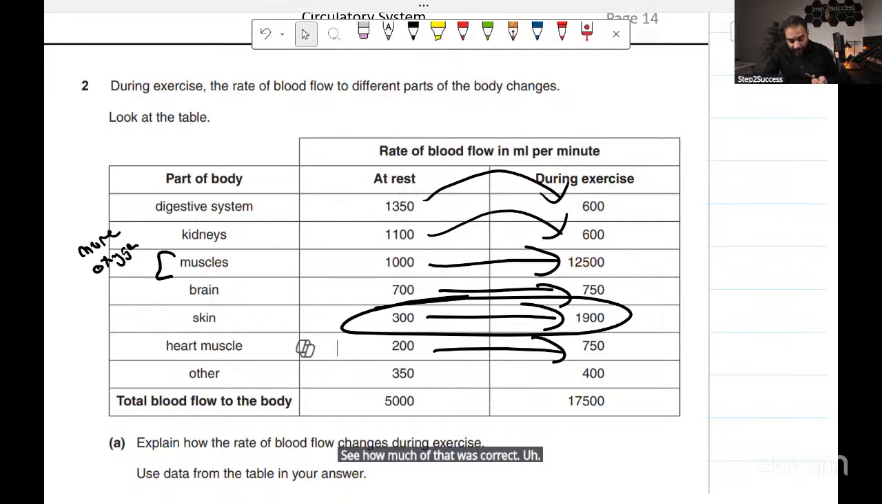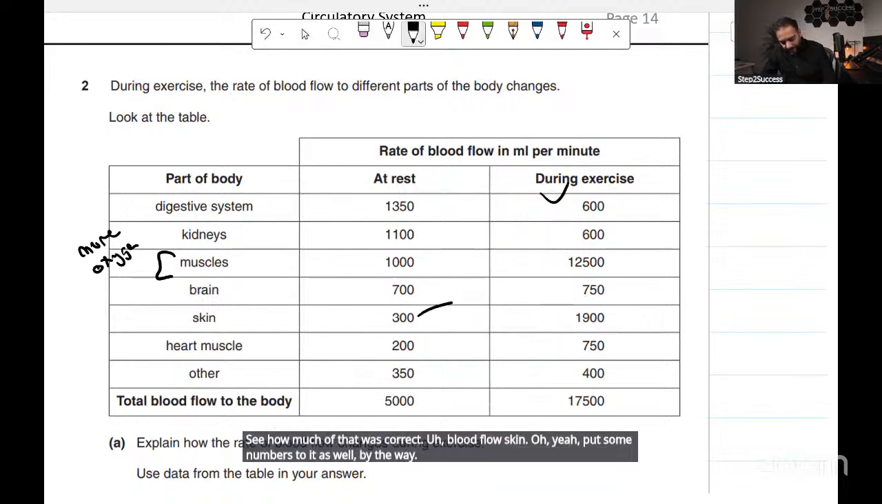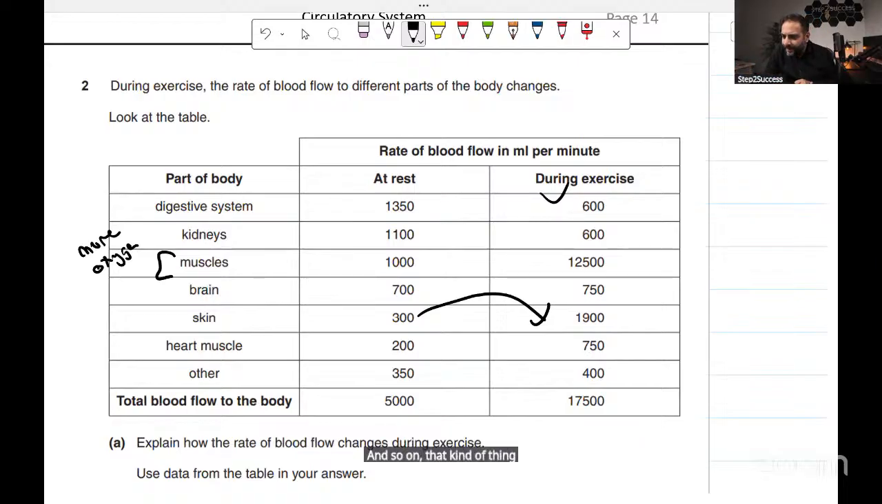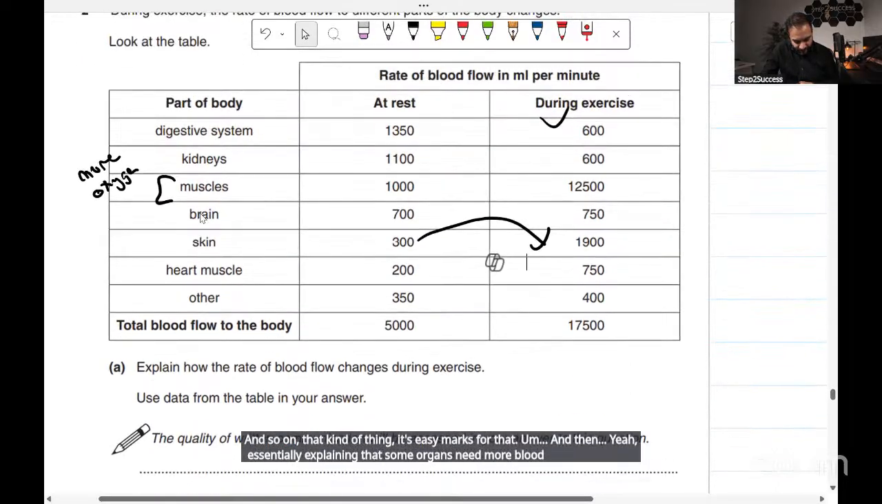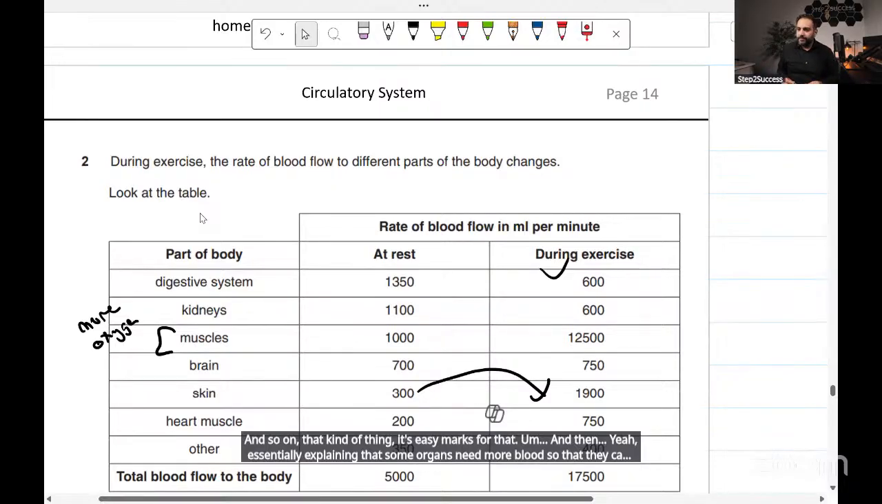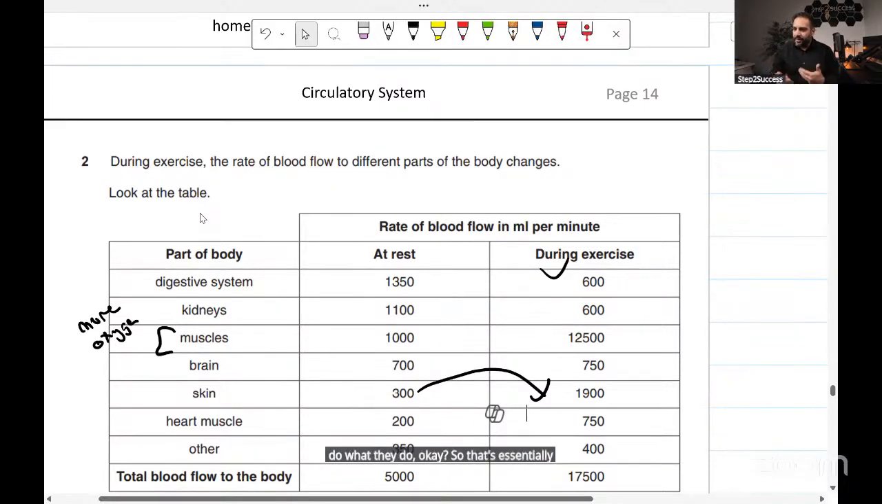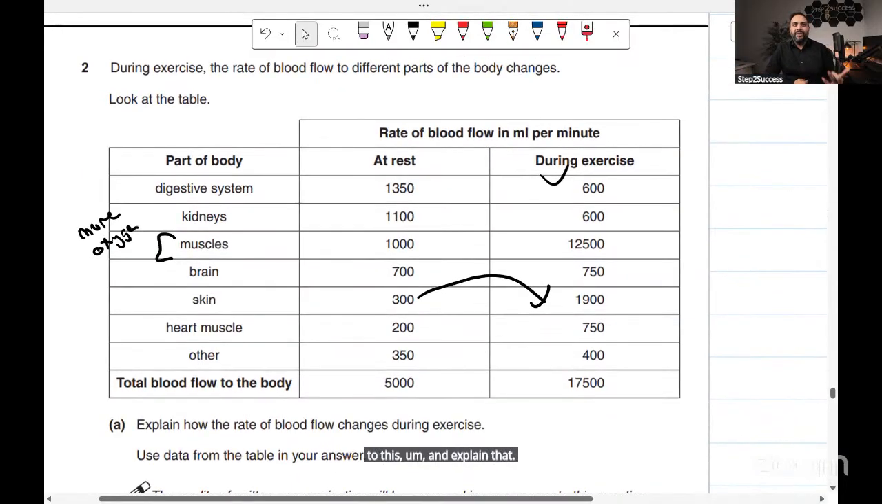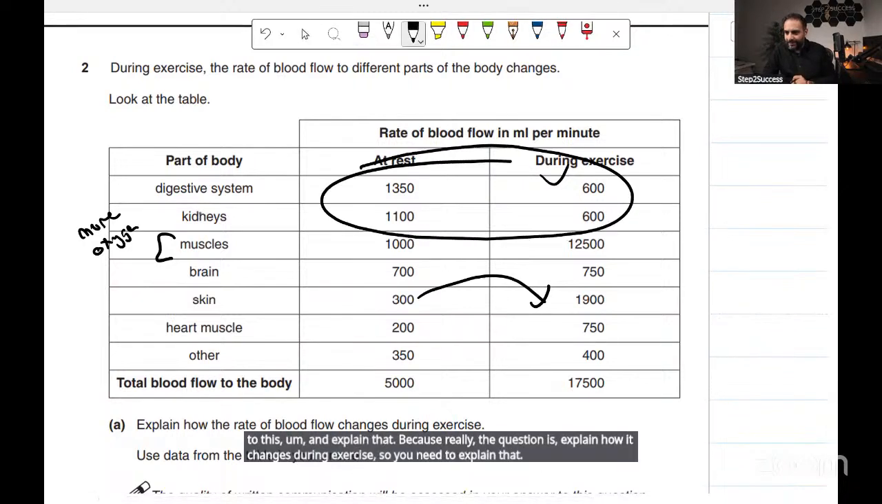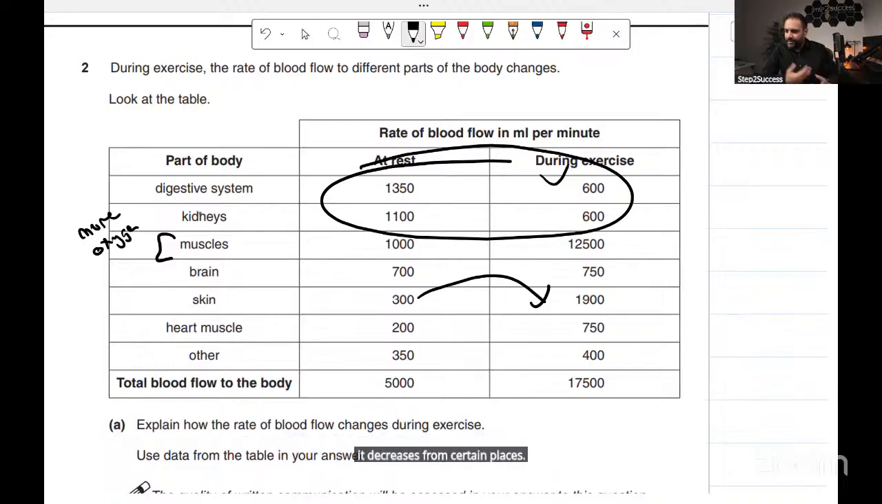Blood flow skin. Oh, yeah, put some numbers to it as well, by the way. Easy marks with these kind of questions, explaining that it's increased by nearly like 6 times more and so on, that kind of thing. And then, yeah, essentially explaining that some organs need more blood so that they can do what they do. Okay, so that's essentially that. The key thing here is to put some numbers to this and explain that, because really the question is explain how it changes during exercise. So you need to explain that it decreases from certain places and it increases to the other places and actually put some numbers to it.